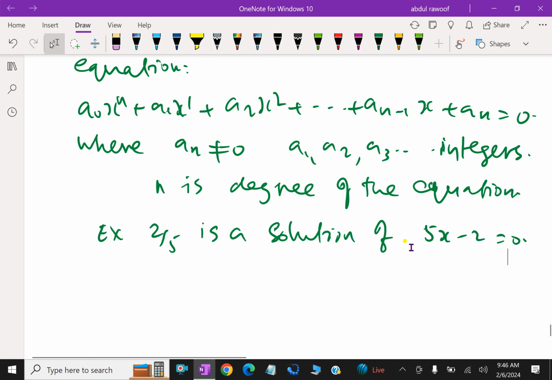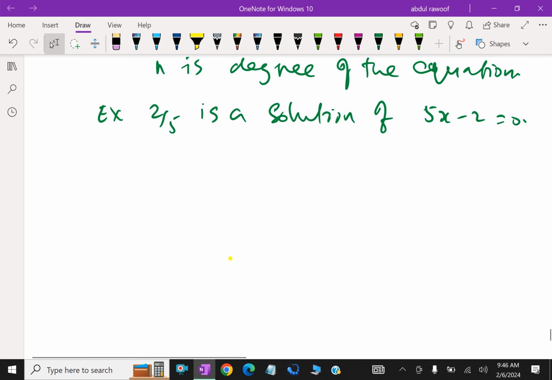Therefore, you can say 2 by 5 is an algebraic number, because it is a solution of a polynomial equation of degree 1. Next one, for transcendental: the set of algebraic numbers is countably infinite, but the set of transcendental numbers is not countably infinite.